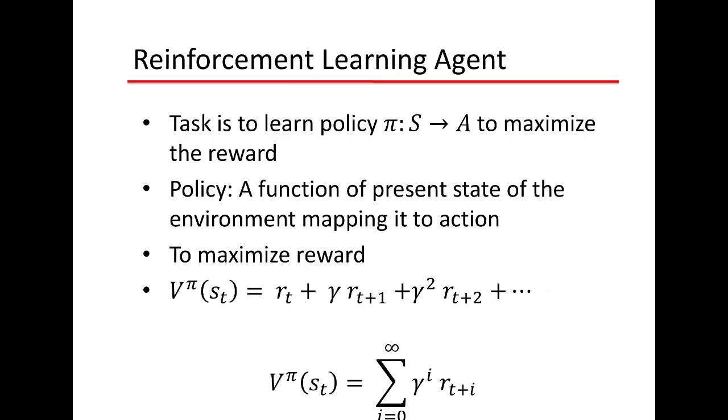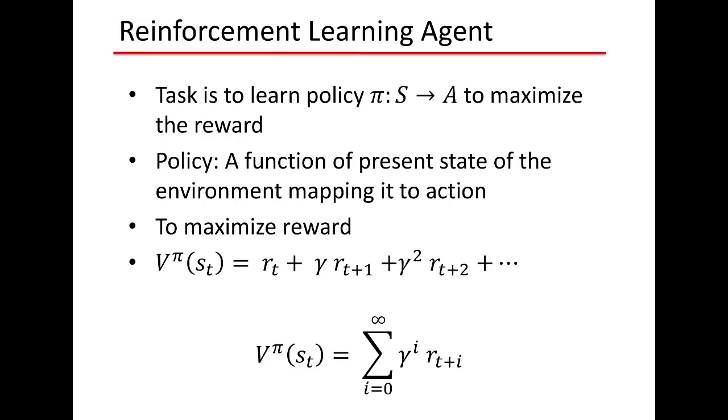Before you go there, you have to define a policy. My task for the reinforcement learning agent is to learn a policy. What is a policy? It's a mapping from the state of the environment to the action. Because once I sense a particular state, the agent has to choose what action to take, and this action should be chosen in a way that maximizes the reward. So policy is a function of the present state in the environment, mapping it to an action.